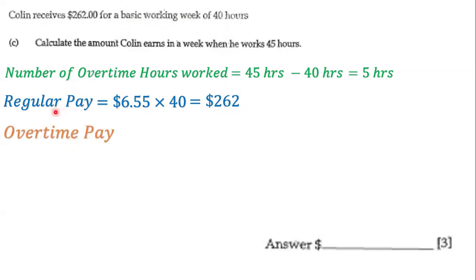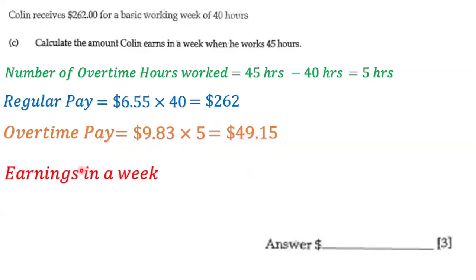We know his regular pay for a regular 40-hour week is $262. But what is his overtime pay? Well, his overtime pay is going to be how much he is paid for 1 hour of overtime multiplied by the number of overtime hours worked, which is 5. So it's going to be $9.83 multiplied by 5 hours of overtime. And when we multiply them, we get $49.15. And so that means that his overtime pay is $49.15.